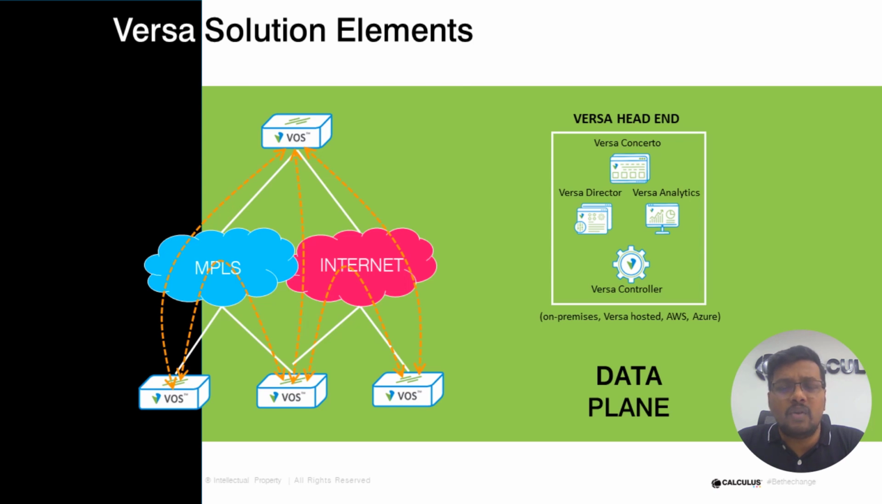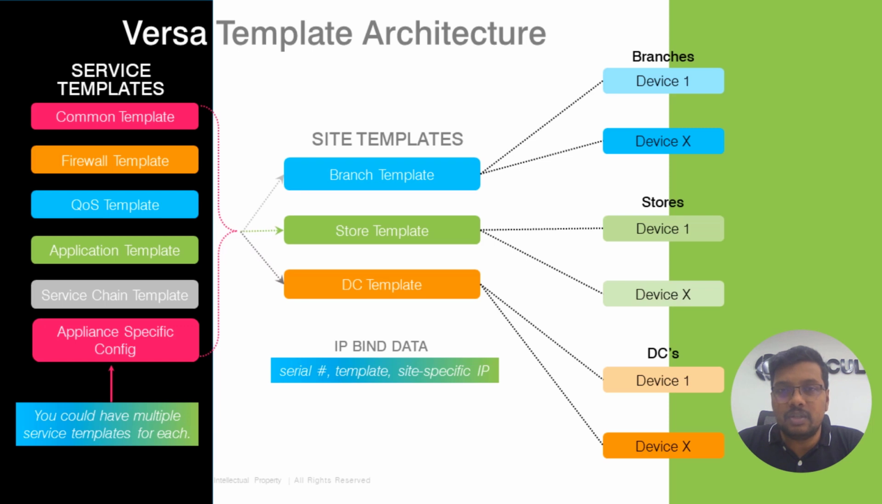Also, by default SLA is monitored via every transport between the edge routers, where the values of loss, latency and jitter are collected as well. Finally, once the data tunnels, routes, policies, everything is in place, the data traffic will also start to flow between the sites. Let's have a quick introduction to the template architecture of Versa SD-WAN.